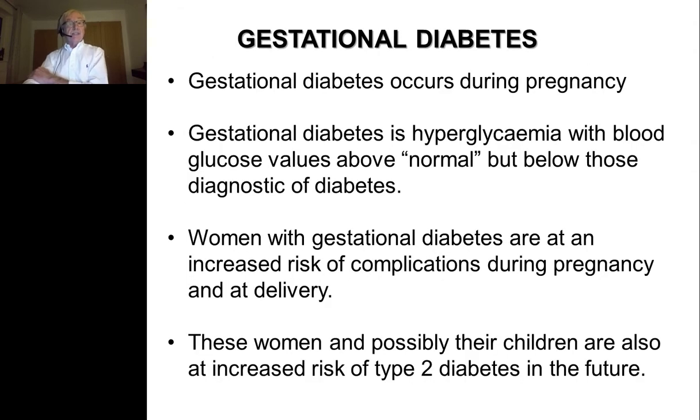The next type of diabetes, of course, is gestational diabetes, and this occurs during pregnancy. Gestational diabetes is hyperglycemia during pregnancy, with blood glucose values above what is normally found, but below those diagnostic of diabetes. Women with gestational diabetes are at increased risks of complications during pregnancy and also mainly at delivery. Then these women, and possibly the children, are also at increased risk of developing type 2 diabetes in the future.